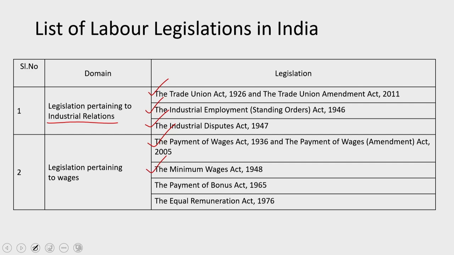The Payment of Bonus Act again pertains to all the bonus and incentives that have to be given with respect to the performance of the employee, and it mandates that, the Payment of Bonus Act 1965. Also, the Equal Remuneration Act of 1976 pertains to the domain of legislation pertaining to wages. So these are some of the domains and the legislations.